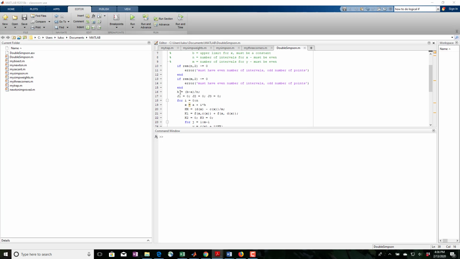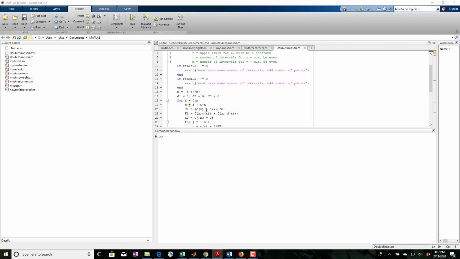And then I evaluate my h, my delta x. So h is b minus a over n. And then we initialize. So I've got the terms that are going to be multiplied by 1, the terms that will be multiplied by 2, and the terms that will be multiplied by 4. And I'm going to set all of those initially equal to 0. And then I'm going to count from 0 to n. I'm going to let x be a plus i times h, so my counter. So that's going to reset where I'm starting my x values.